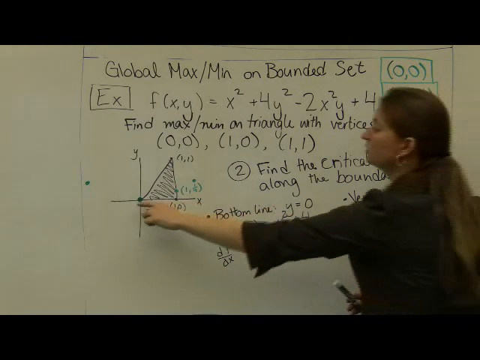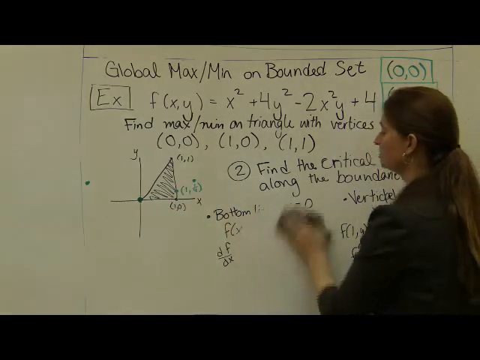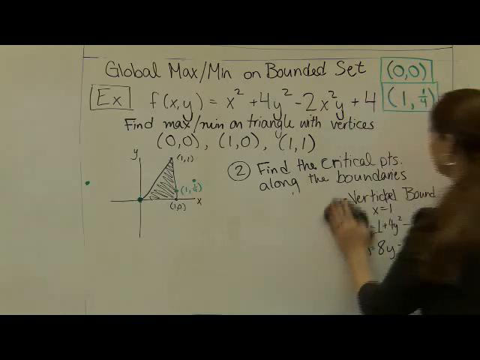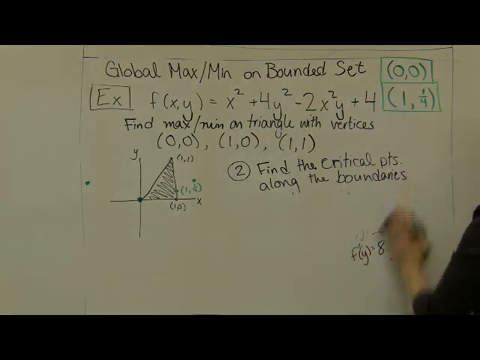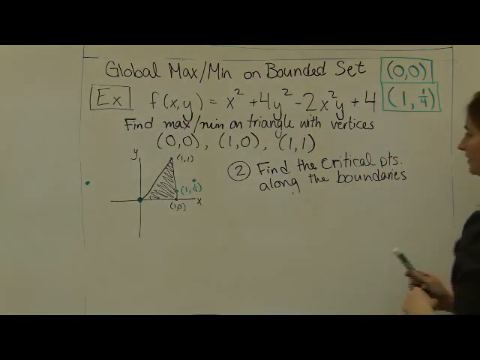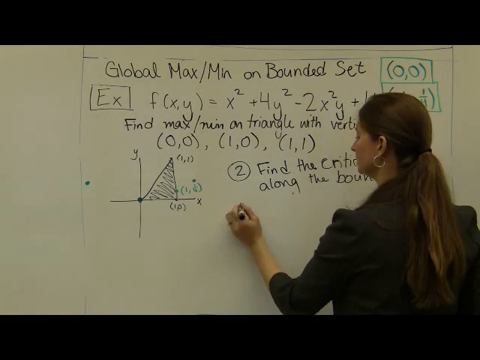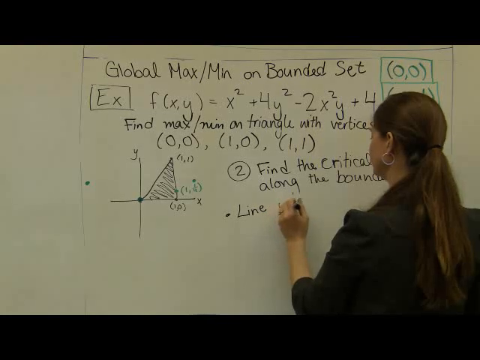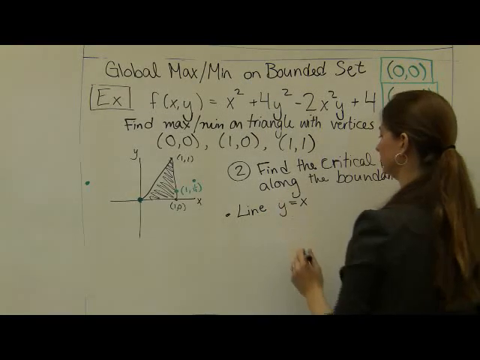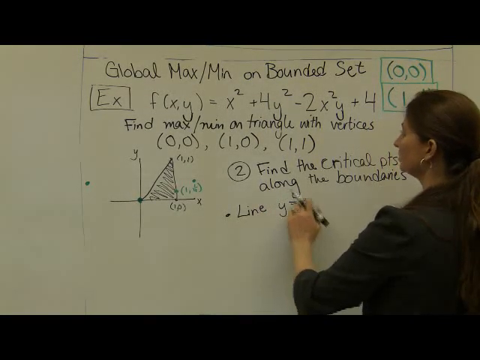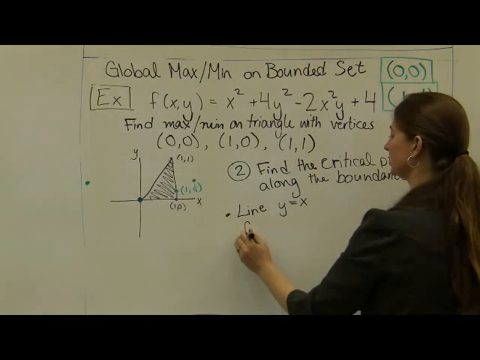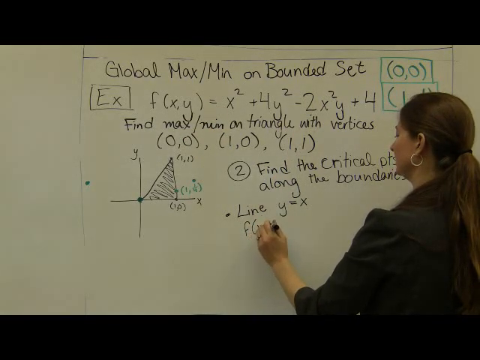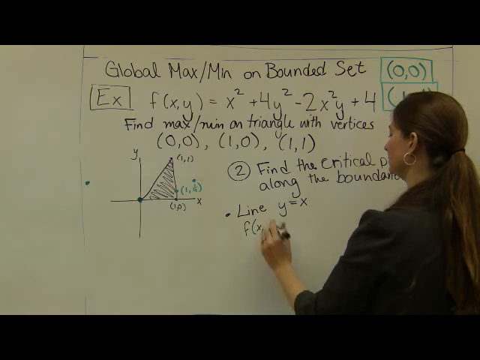So we've done 2 of the different boundaries. We have one more boundary along which I'm going to find the critical points. This final boundary is the line where y is equal to x. So I'm going to plug y equal to x into my function. So I'm looking at the function f of x, x, because y is equal to x.